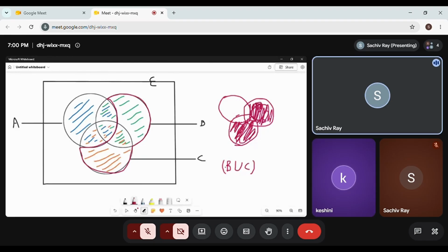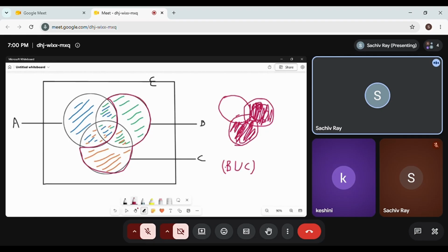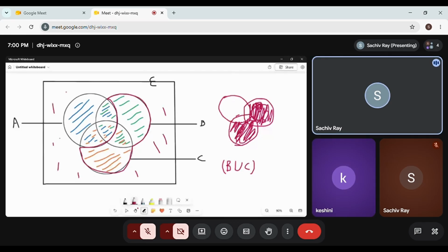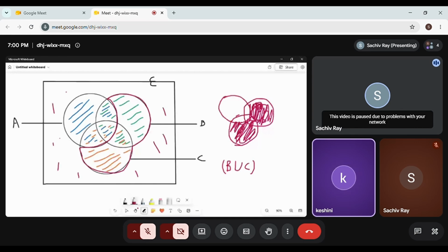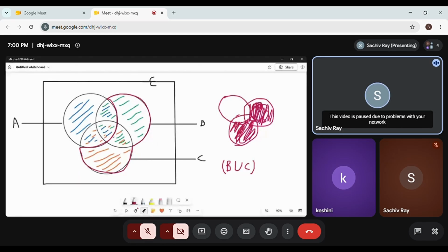Is the outside part colored? No. If the outside part was colored, the next symbol should be union. But no. If the outside part isn't colored, what should be the connection between A and this new set? A and intersection. We have to remove A, right? Complement.